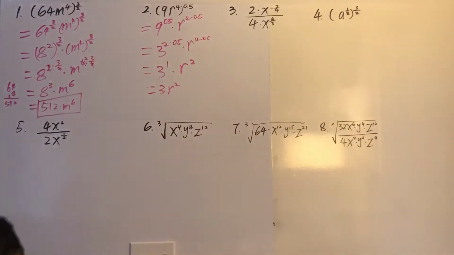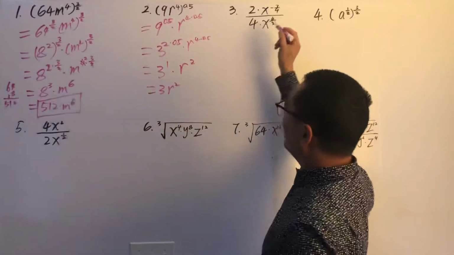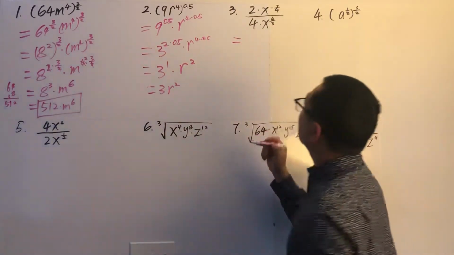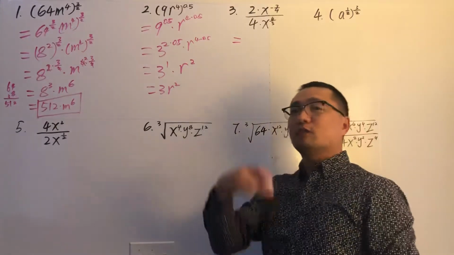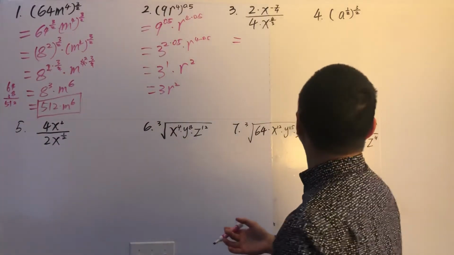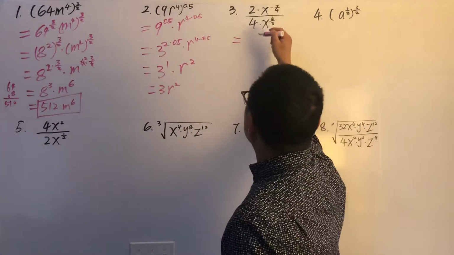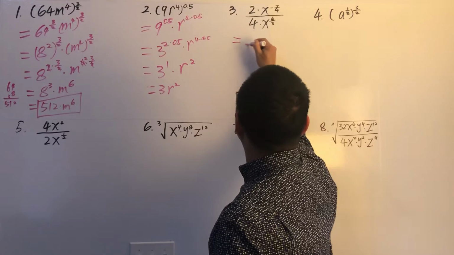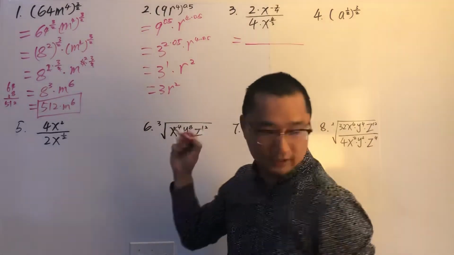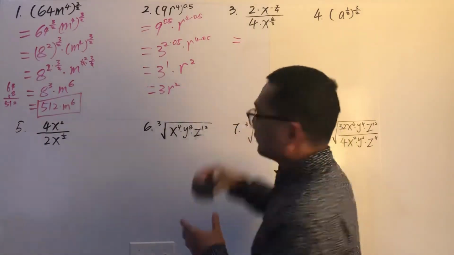So good. Alright, number 3. Now you have a fraction here. That means you have to use the quotient properties. What is the quotient property? The quotient property you have to remember, the first step you can change like this way.